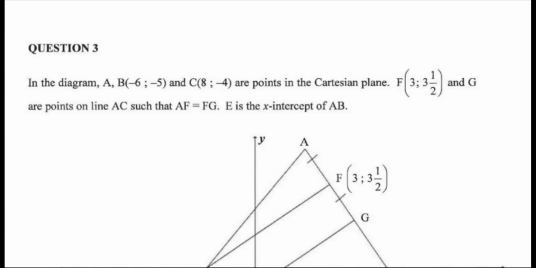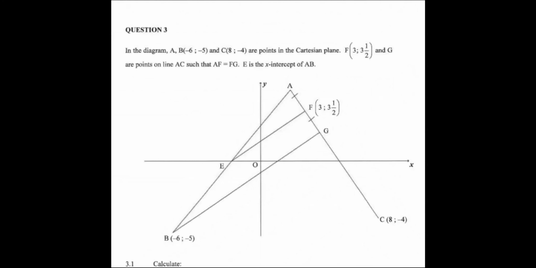In the diagram, A, B, and C are points on a Cartesian plane. F and G are points on the line AC, such that AF is equal to FG. E is the x-intercept of line AB. Okay, now let's have a look at the diagram and see what is being said here by that information.